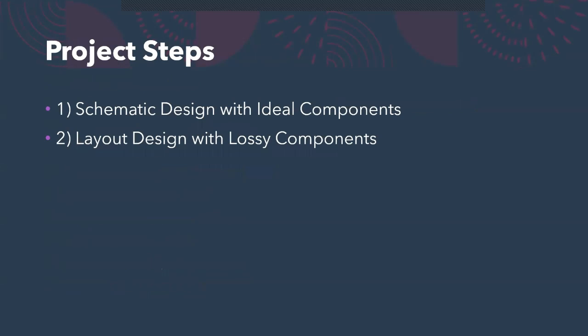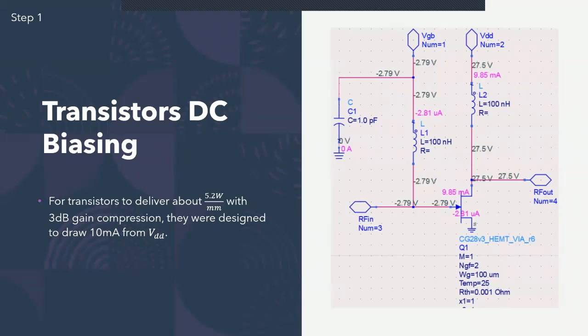This project therefore had two steps. The first one was the schematic design with ideal components, and the second one was to design the layout with lossy components. In step one, the first thing to do was transistor DC biasing. My transistors had two gate fingers and a gate width of 100 micrometers. For my transistors to deliver about 5.2 watts per millimeter with 3 dB gain compression, they were designed to draw 10 milliamperes.